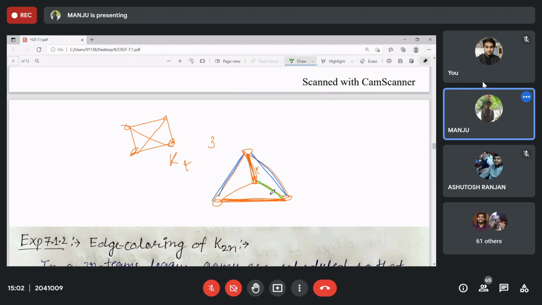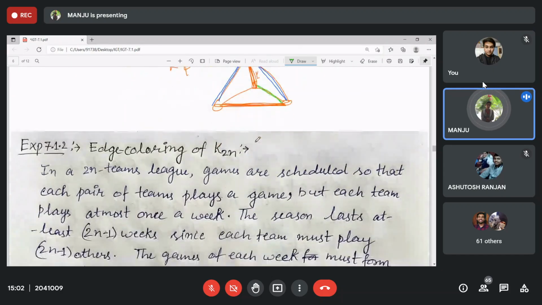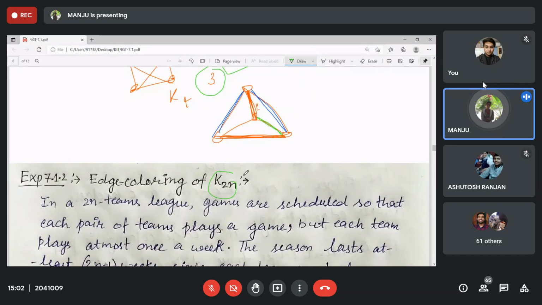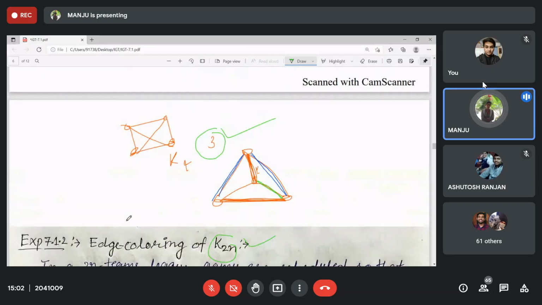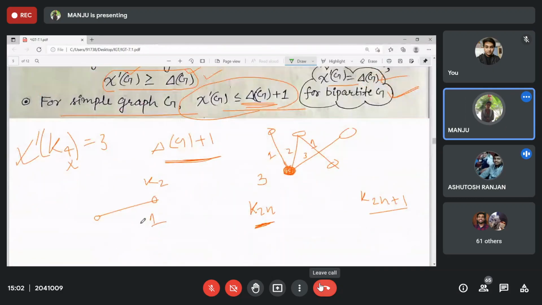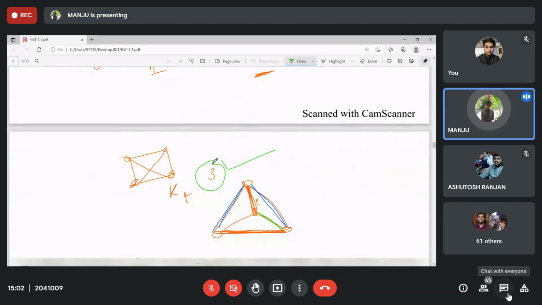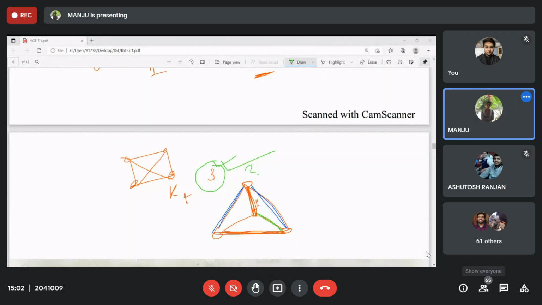Next, this one. What about this edge? It is to be colored by blue or which? Not blue, not green, not this one. Then how could we assume this as 3? Okay, we will discuss this for K2n in general tomorrow. Till then, you think about why this is coming as 3. Is it really 3 or should it be 4? Thank you all. I stop here. Thank you, ma'am.